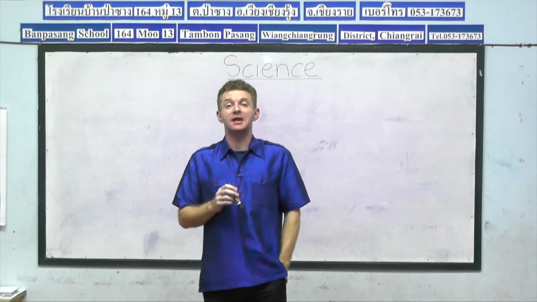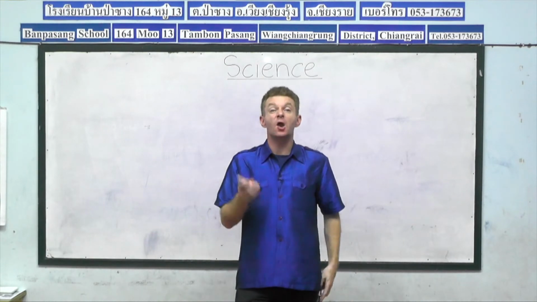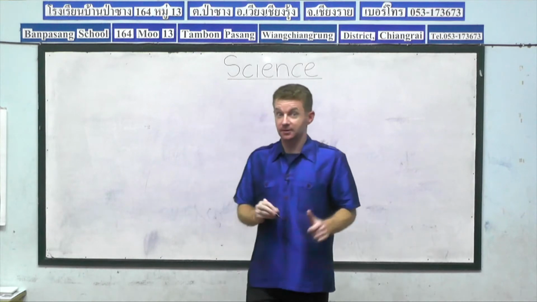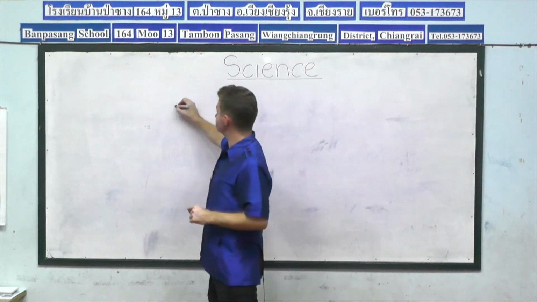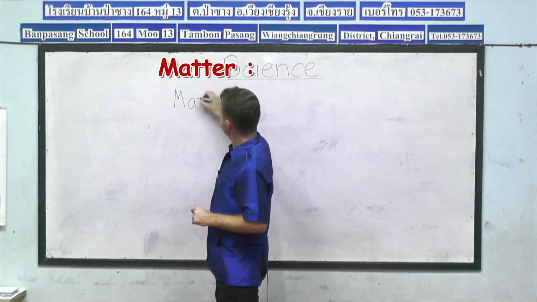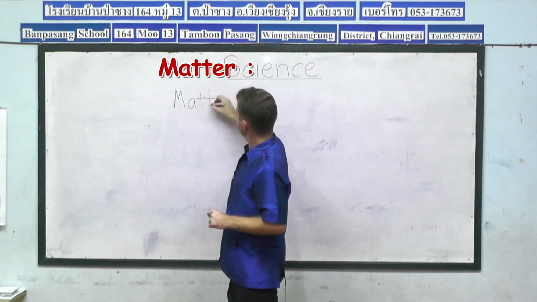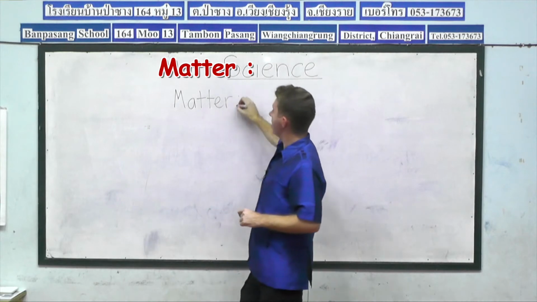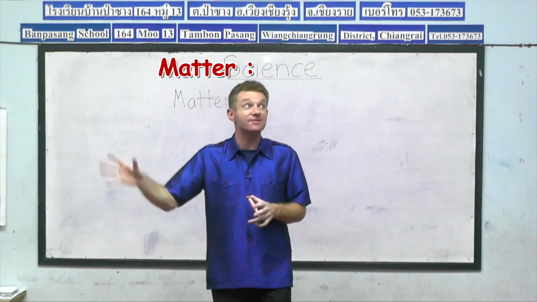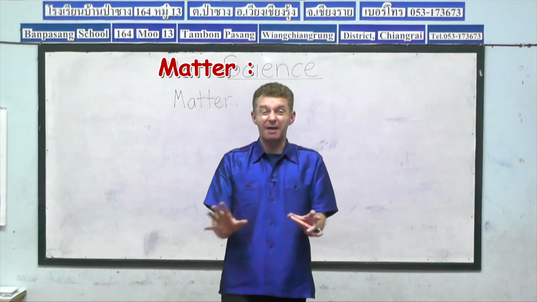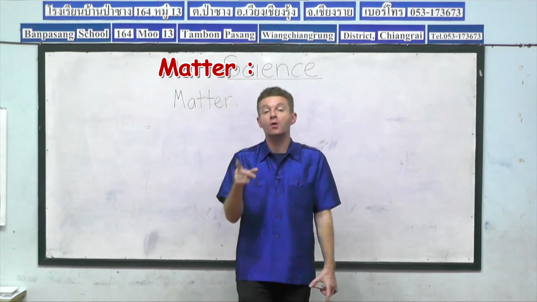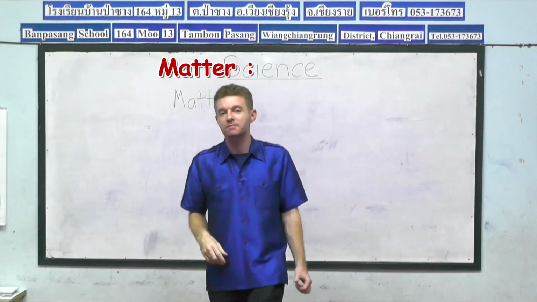So in science class recently, we've been doing a lot of work on the subject of matter. So let's write that word on the board first. Matter is M-A-T-T-E-R. Now remember, matter is the thing that is all around us. Everything on this planet and everything in the air is made up of at least one different type of matter.